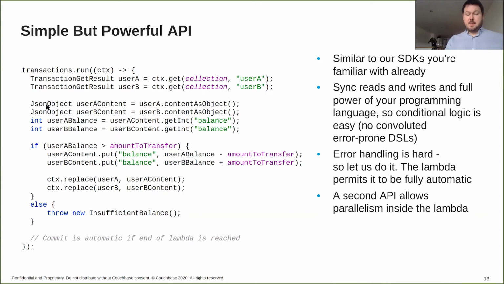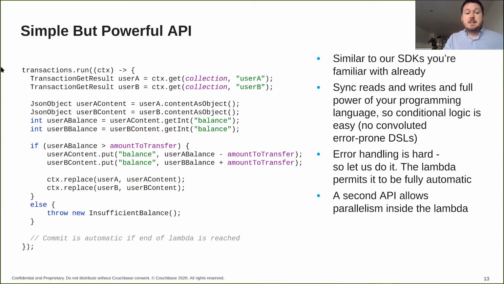You still have JSON object, which is, I'm looking at the Java API here, so some of these will be familiar to Java users, some won't be familiar if you're not used to the Java SDK, I should say. But the idea is that it's familiar. You can get started and jump in with this straight away. What we very much wanted to avoid was having to write your transaction in a very convoluted way, having to use some text-based DSL or something like that, trying to express conditional logic in that sort of complex manner.